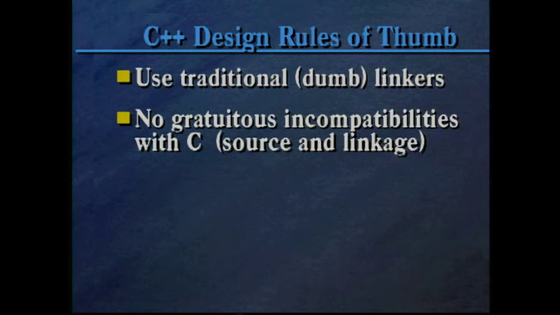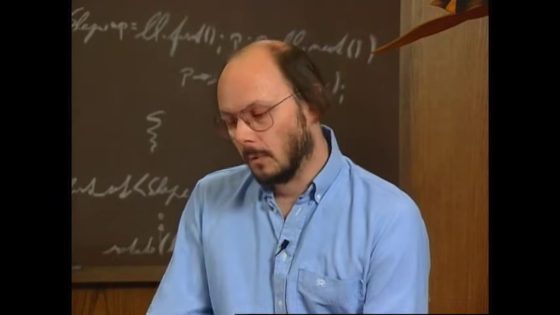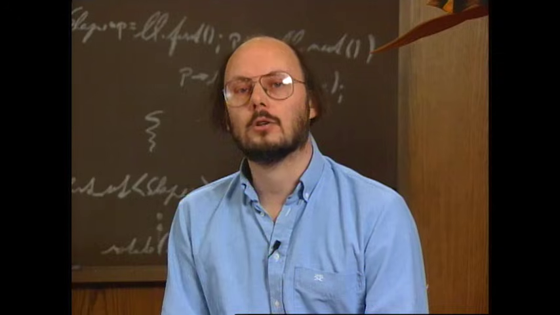The main example of an incompatibility that is not gratuitous is a violation of the static type system. I systematically remove violations of the static type system, and when I can't totally remove a way of violating the type system, I provide an alternative that does not require a breach.